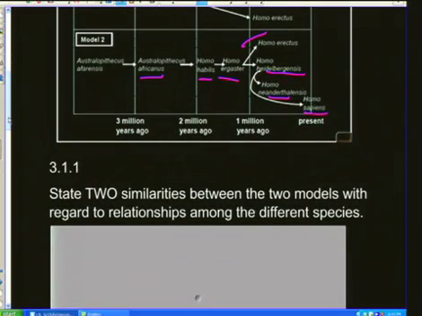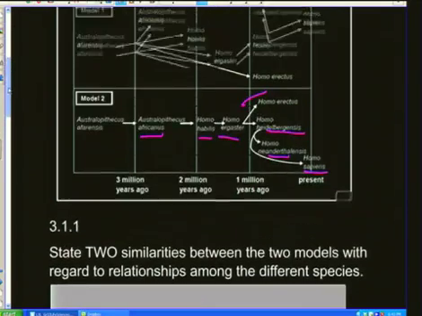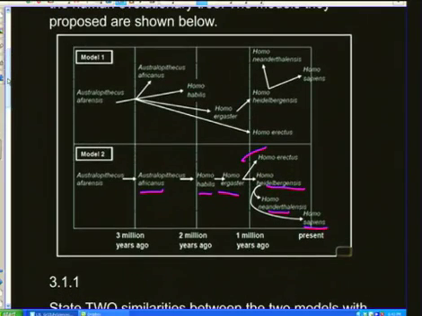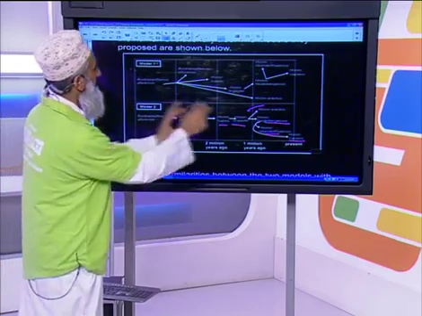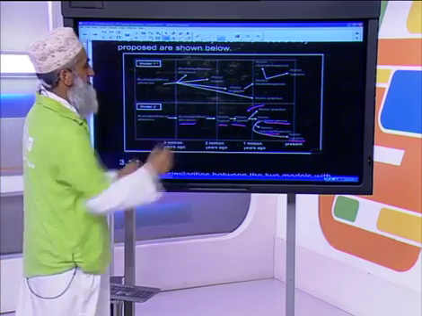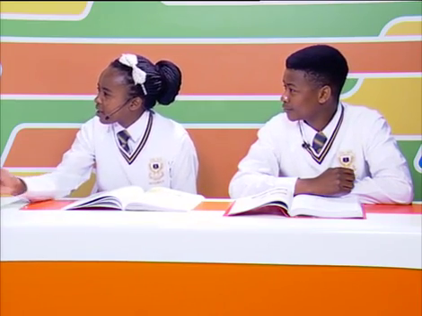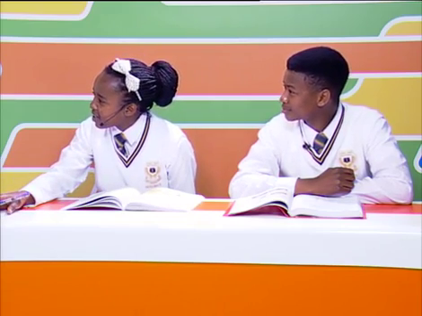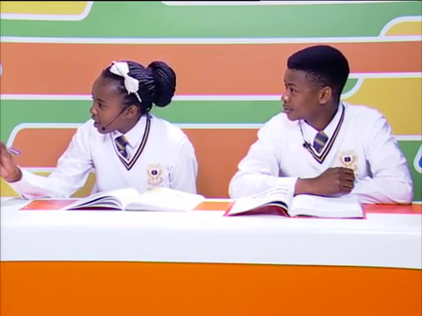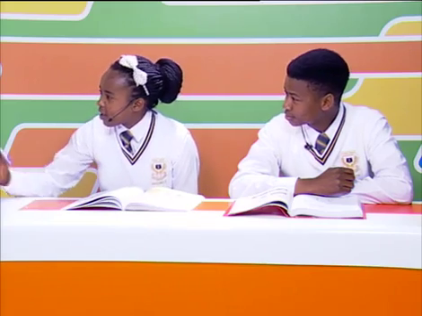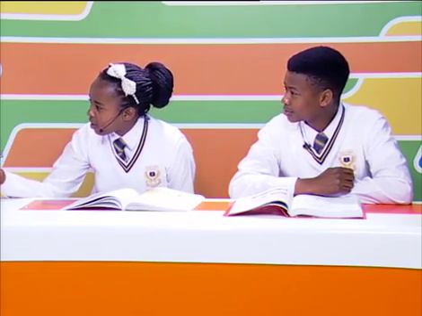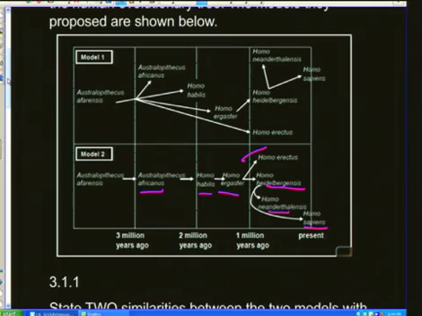State two similarities between the two models with regards to relationships between the different species. You don't have to study this, you have to look here. What are two similarities between these two models? Homo sapiens and Homo neanderthalensis branch from one thing, and then Homo erectus is also separate, and below Homo erectus is also separate.